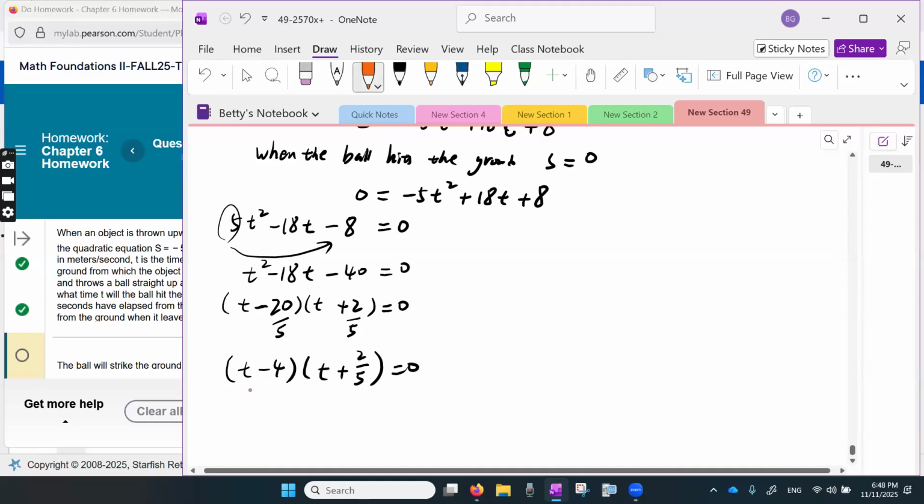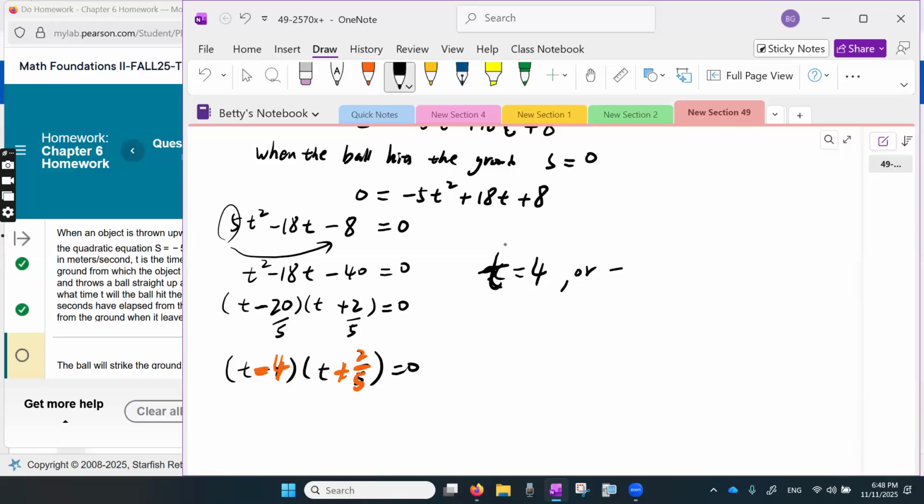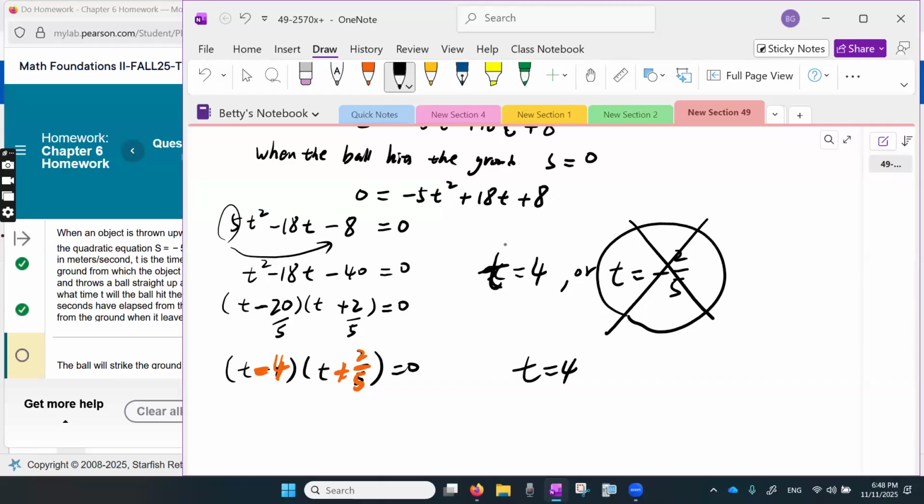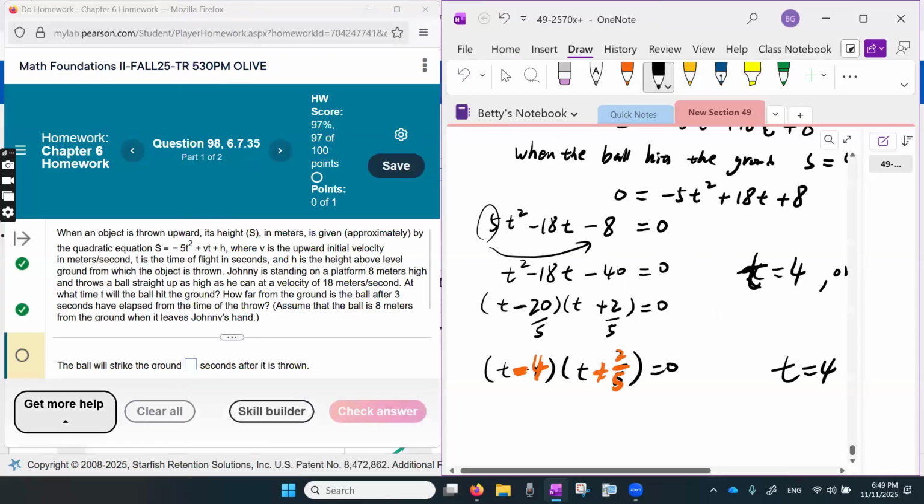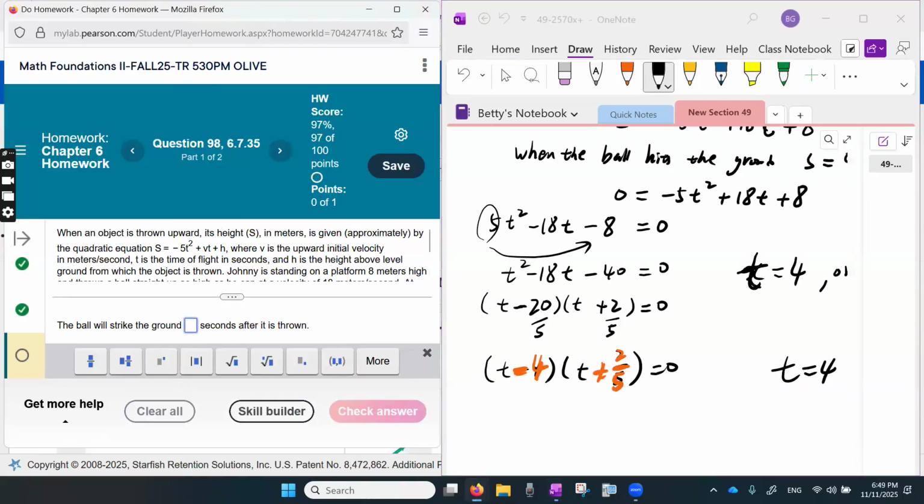As always, I'm going to highlight the two numbers in red. Their opposites are going to be the solution. So t equals 4 or t equals negative 2 over 5. However, t is time. Time cannot be negative. So this one is not in the picture, all right? So t equals 4. At 4 seconds, the ball hits the ground.